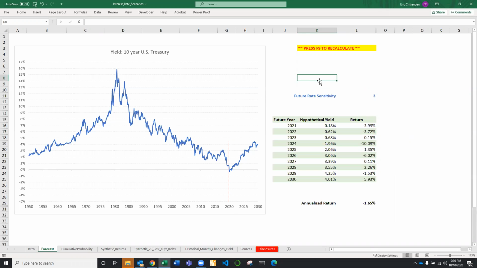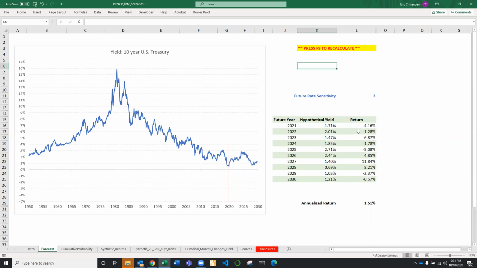I'm simulating different future interest rate environments and trying to give you a feel for what the returns would likely be in those different environments. So up here, there's instructions: press F9 to recalculate. I'm going to do that. And notice that each time I press F9, I get a different future scenario. I've got declining interest rates. I've got kind of sideways interest rates, highly volatile, spike down and then a spike up, all these different scenarios.